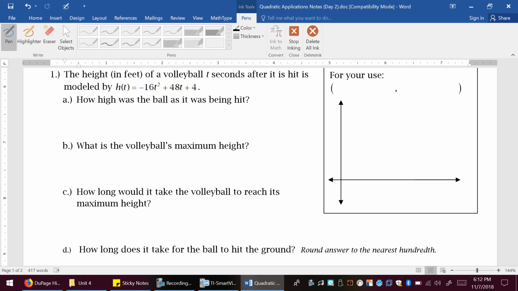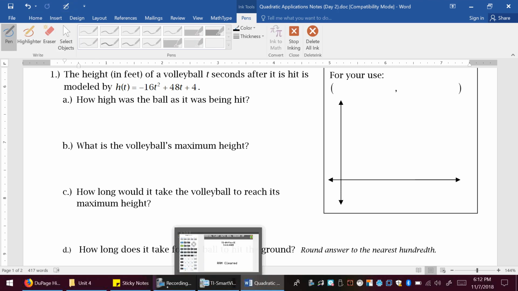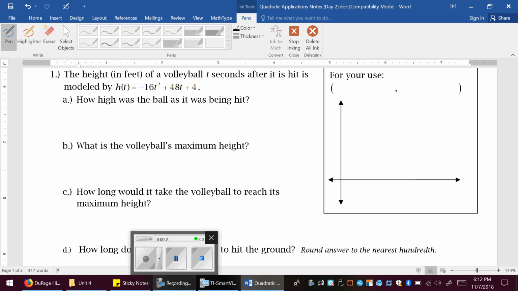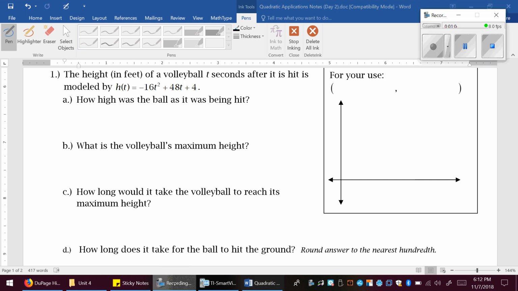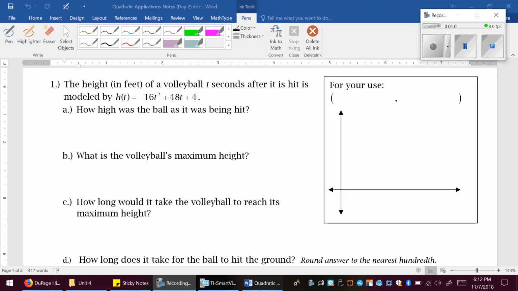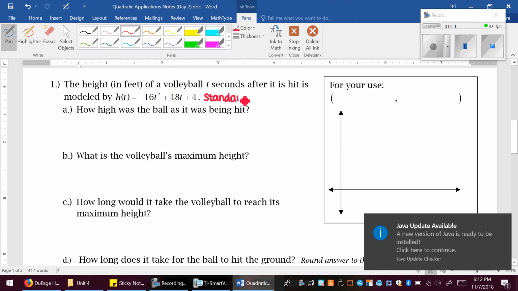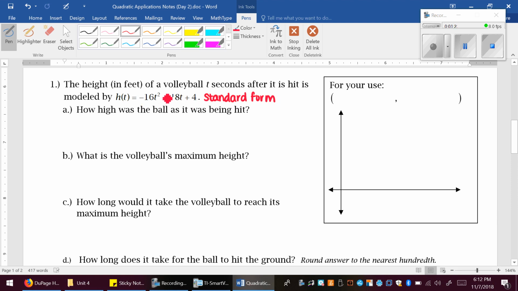Problem 1 says the height in feet of a volleyball t seconds after it is hit is modeled by the equation h of t equals negative 16t squared plus 48t plus 4. What we know so far about this equation is that it's in standard form, ax squared plus bx plus c. We know that it's quadratic, so it's going to look like a parabola, and the leading coefficient is negative, so it's going to open down, and the y-intercept is 4.